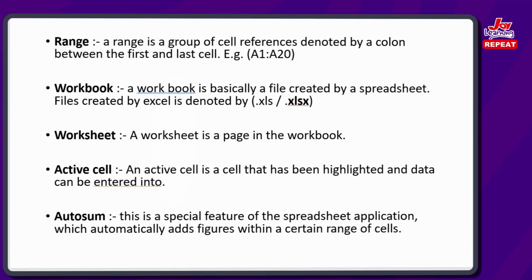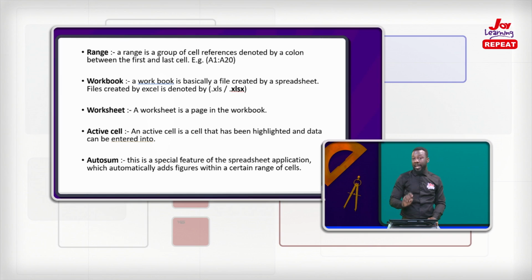Then active cell. An active cell is a cell that has been highlighted and data can be entered into. An active cell is a cell that has been highlighted and data can be entered into.